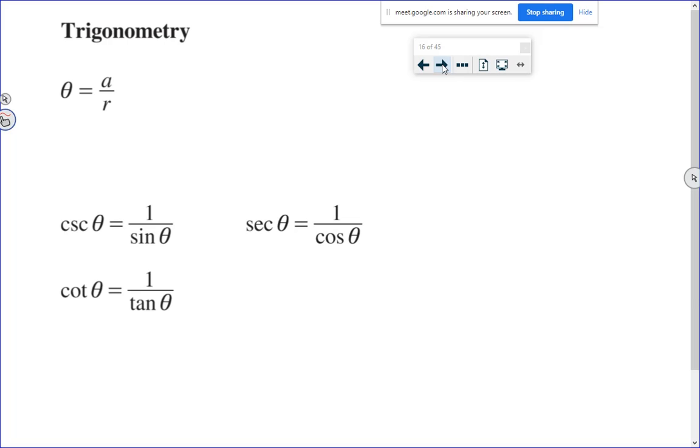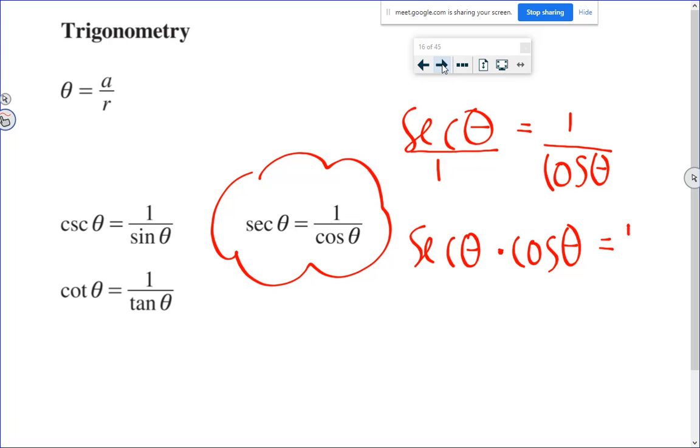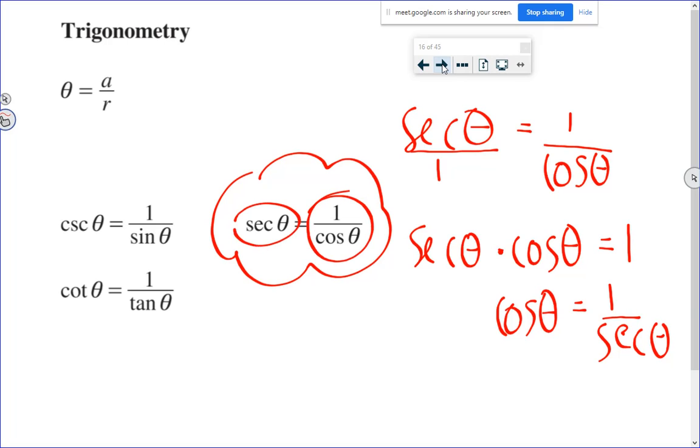I'm just going to pick on secant. Secant of theta is equal to 1 over cosine of theta. And if I cross multiply, I can get secant theta multiplied by cosine theta equals 1. And if I divide by secant theta, I get cos theta equals 1 over secant theta. And I'm making a point here. Secant is equal to the reciprocal of cosine, and cosine is equal to the reciprocal of secant. They are reciprocals of each other. Okay.